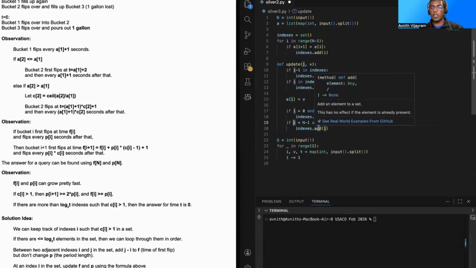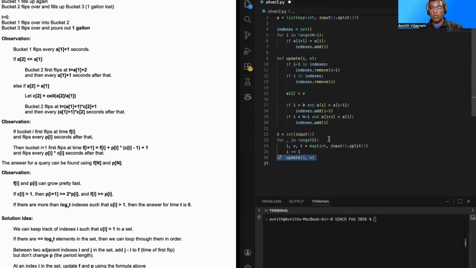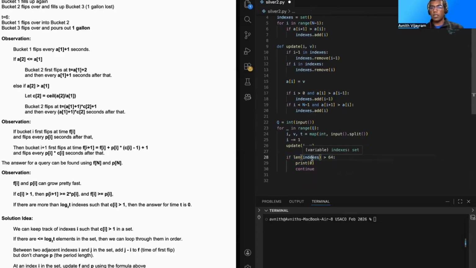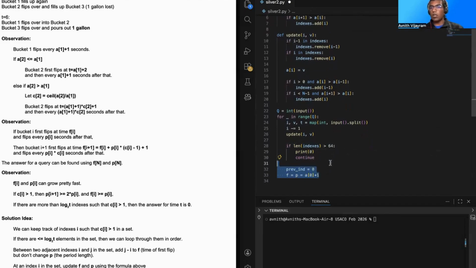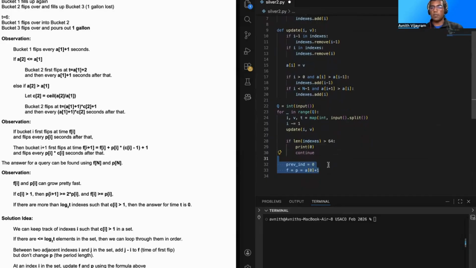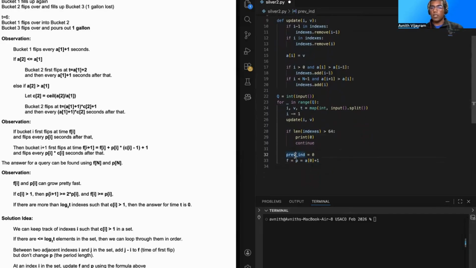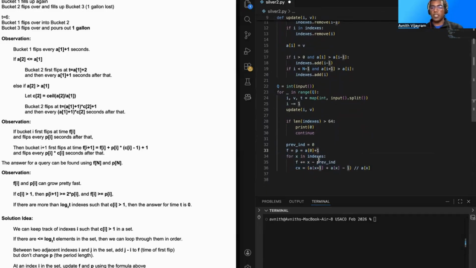So now we have all we need to process our queries. We can read in each query and we can first update. And here, if the set of indexes is too big, so if we're using 64 as an upper bound for log t, then we know the answer is 0, so we can just print 0. Otherwise, it's small enough that we can loop through each index in the set. We keep track of the previous index in our set. And these are just the values of F and P that we're going to compute. So we're going to go through each index.